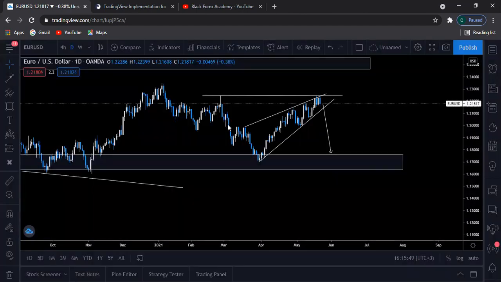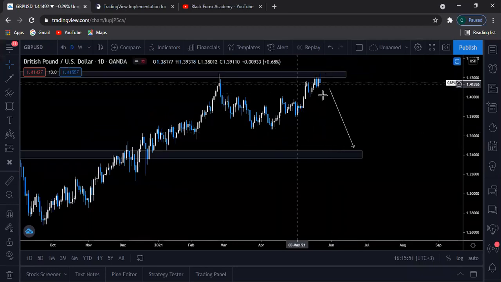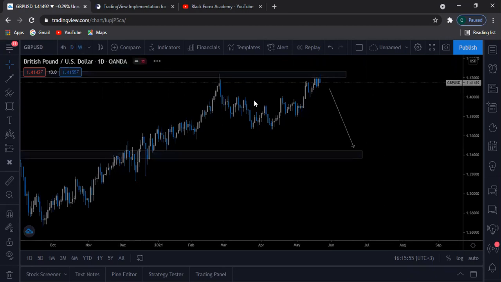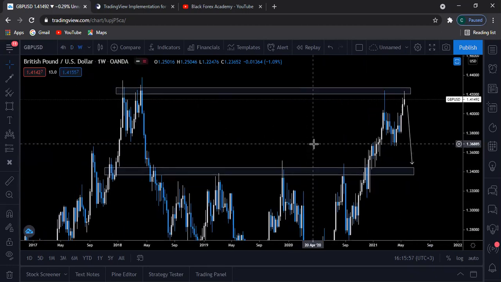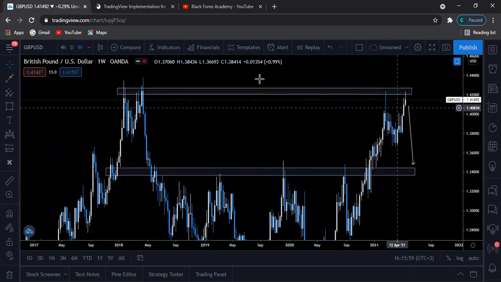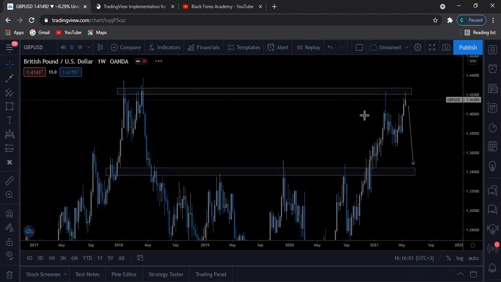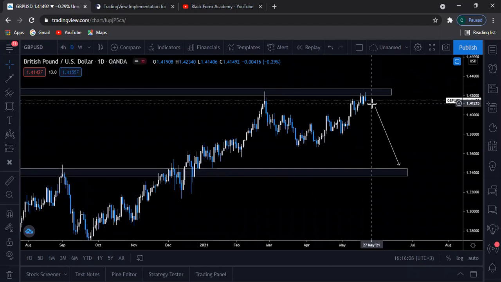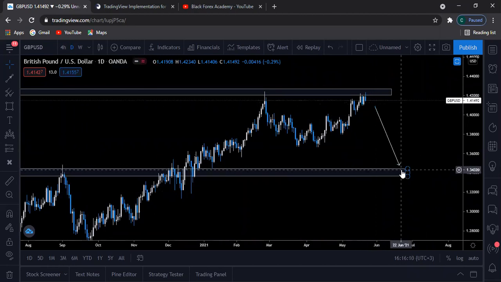We have GBPUSD. GBPUSD, as you can see, prices are on this resistance area, right? From the weekly structure, you can see the prices on this strong resistance area. So what I'll be expecting to see is for prices to give us a strong bearish engulfing confirmation, right? A strong bearish confirmation, and then we'll ride with it all the way until 1.34.